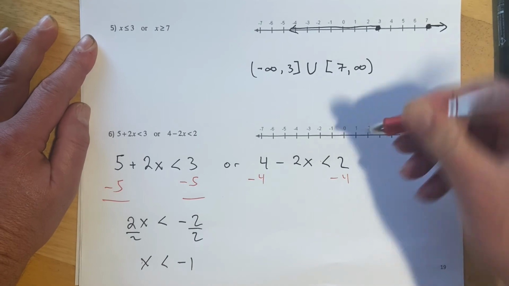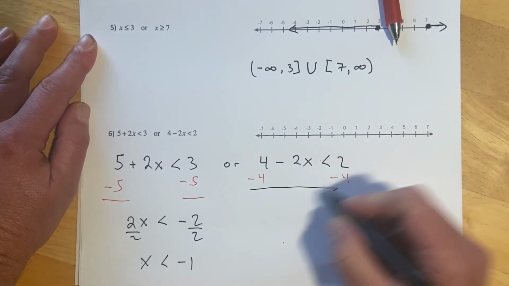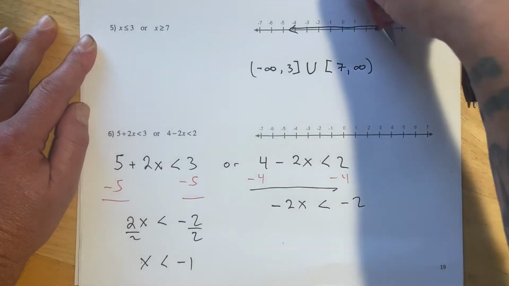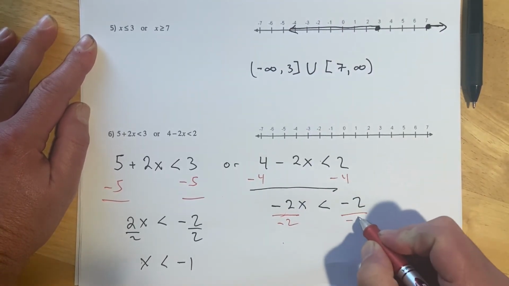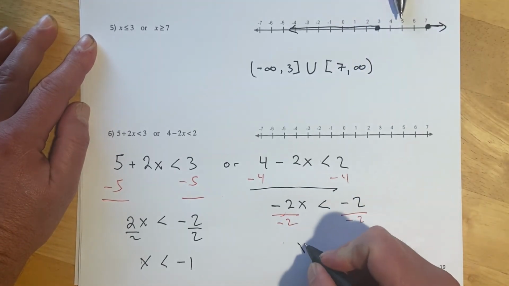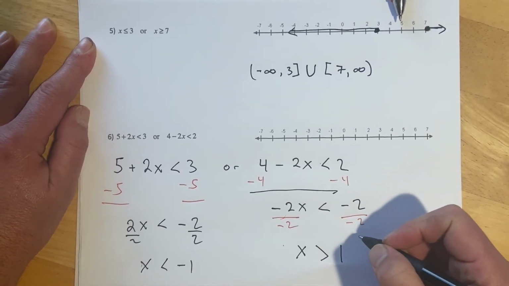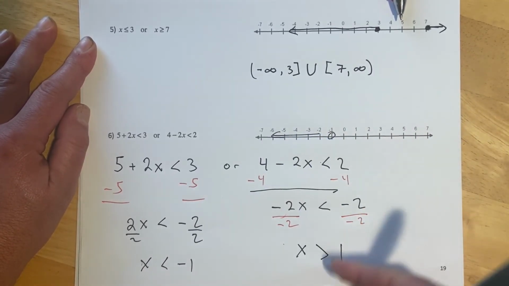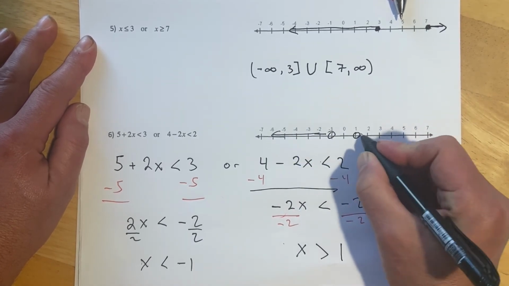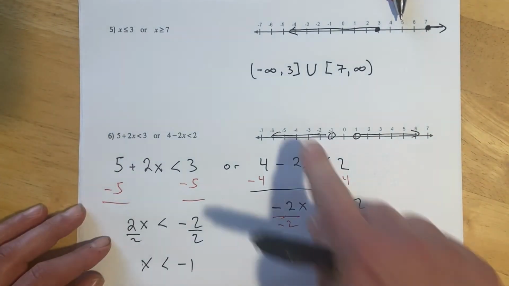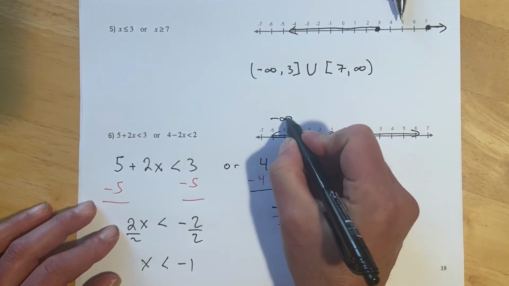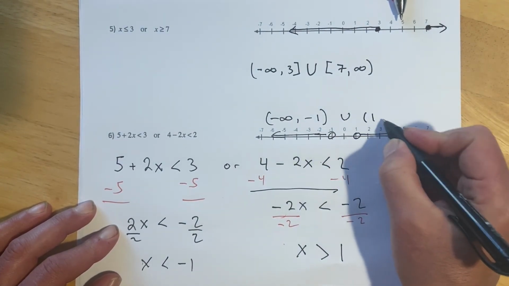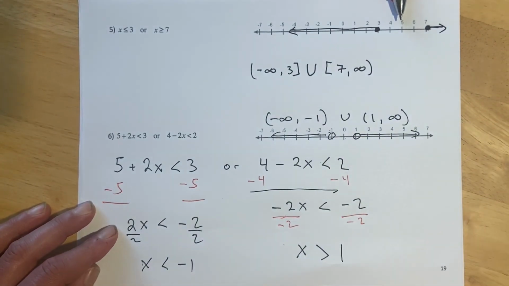Subtract the 4. And I get negative 2x is less than negative 2. And now this time, notice I'm dividing by a negative 2. So that means I have to reverse that inequality. So x is greater than 1. So our solution set is going to be x less than negative 1 or x greater than positive 1. And then interval notation on that, I'll go right above here. So it's going from negative infinity to negative 1, and then union for that gap, 1 on out to infinity.